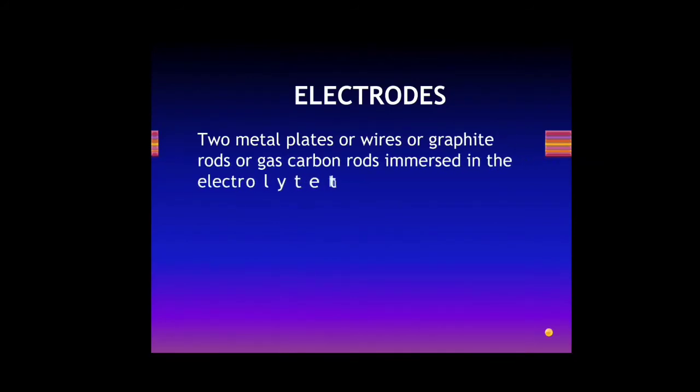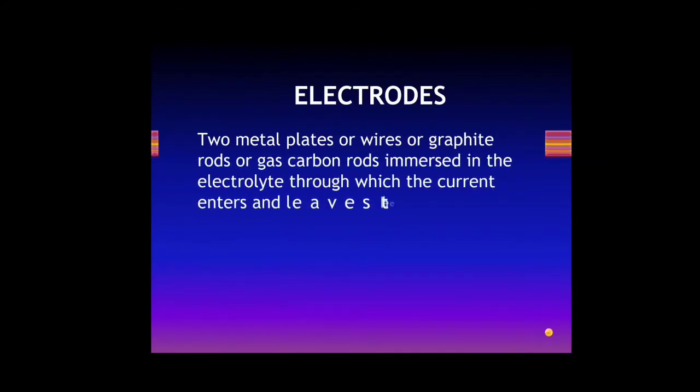Now let us see electrodes. Electrodes are two metal plates or wires or graphite rods or gas carbon rods immersed in the electrolyte, through which the current enters and leaves the electrolytic cells. So basically they are metal plates or wires that have current carrying capacity. That's going to carry the current in an electrolytic solution.